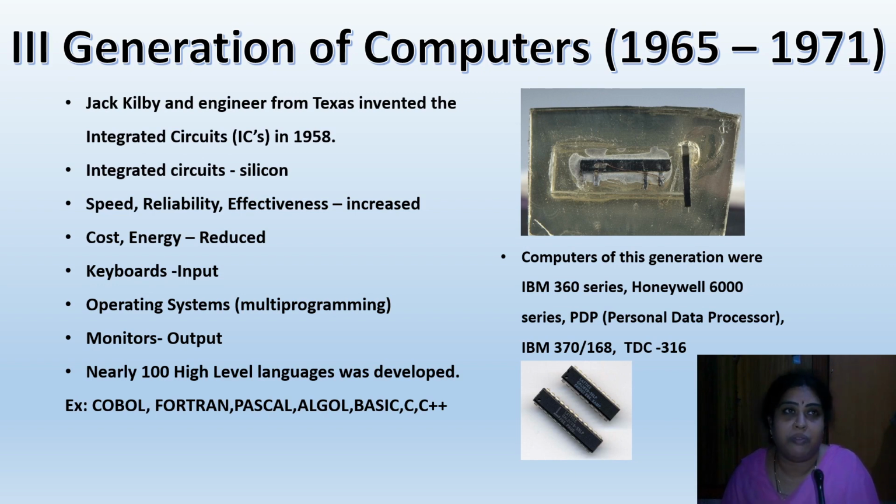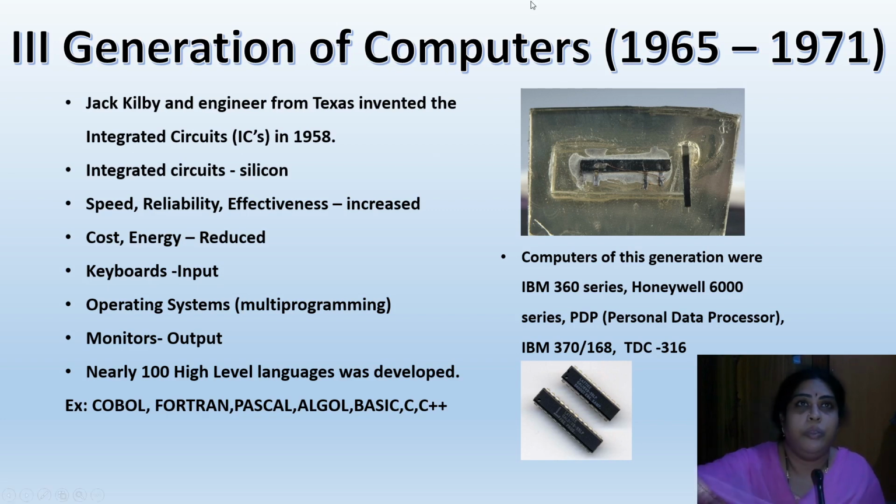Nearly 100 high level languages were developed, like COBOL, Fortran, Pascal, C, C++. There were so many languages developed. What do you mean by high level languages? High level languages are English-like languages. So anybody who had good logic and could analyze things could easily learn these languages and use them on the computer. Some of the systems developed were the IBM 360 series, PDPs, and the Honeywell 6000 series.